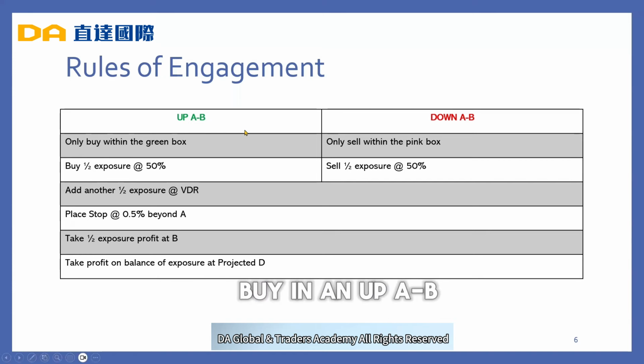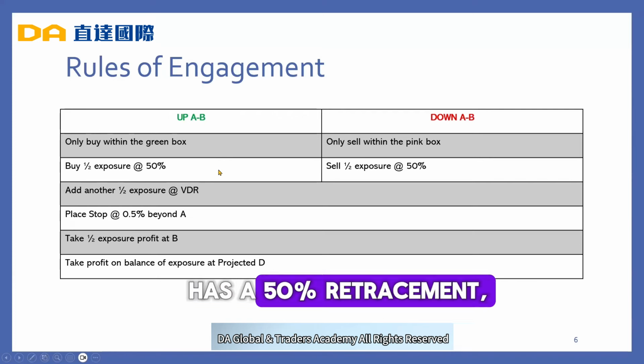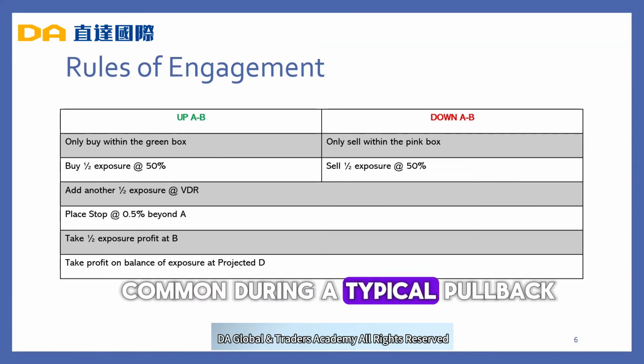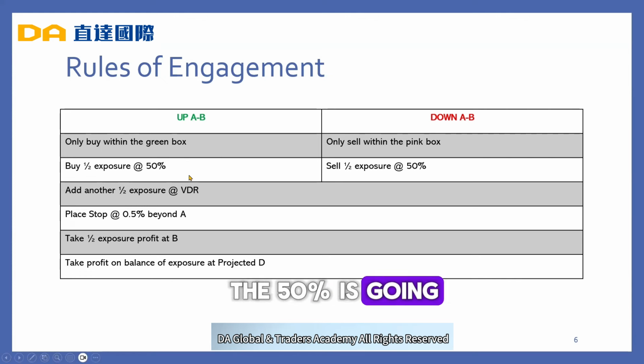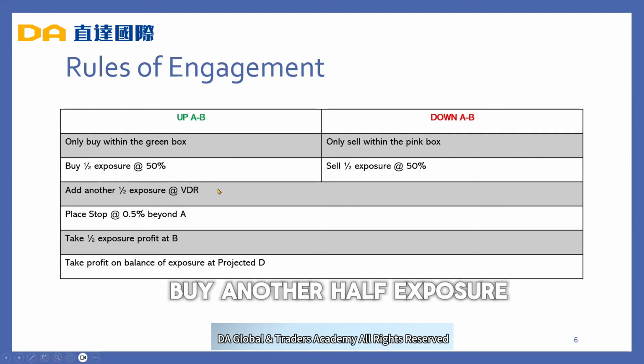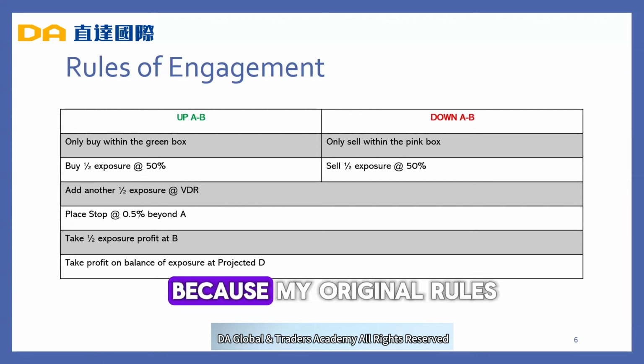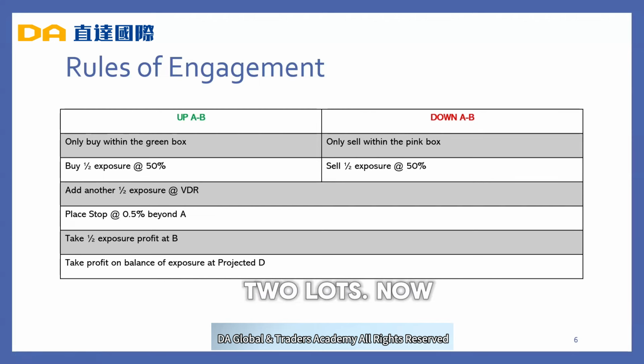I only want to buy in an up AB. And if the market has a 50% retracement, which is very, very common during a typical pullback, then the 50% is going to be where I want to enter the market for the first exposure. Assuming I'm going to do 2 lots, I'm going to put half of my exposure at the 50%, because there is a good chance the market may not do a VDR. So if the market does go deeper into the VDR, which is 78.6% all the way to 100% of the up AB, then I want to buy another half exposure, because my original rules of engagement is that I want to buy 2 lots. Maybe I buy 1 lot at the 50% retracement point, and I buy another within the VDR.